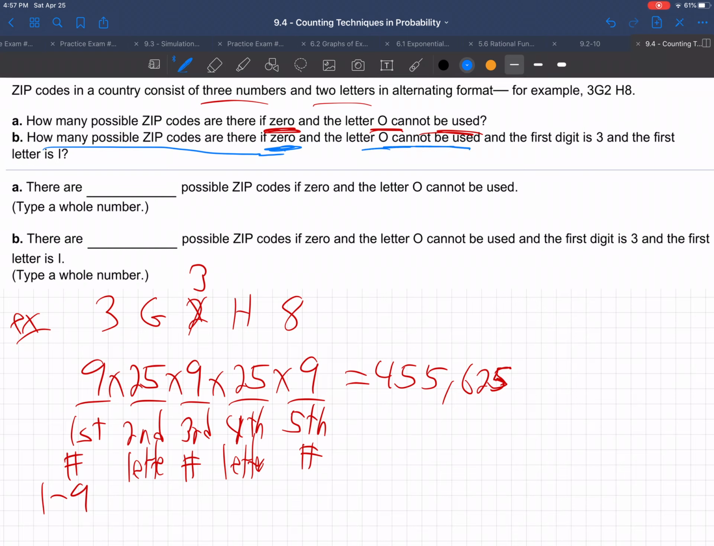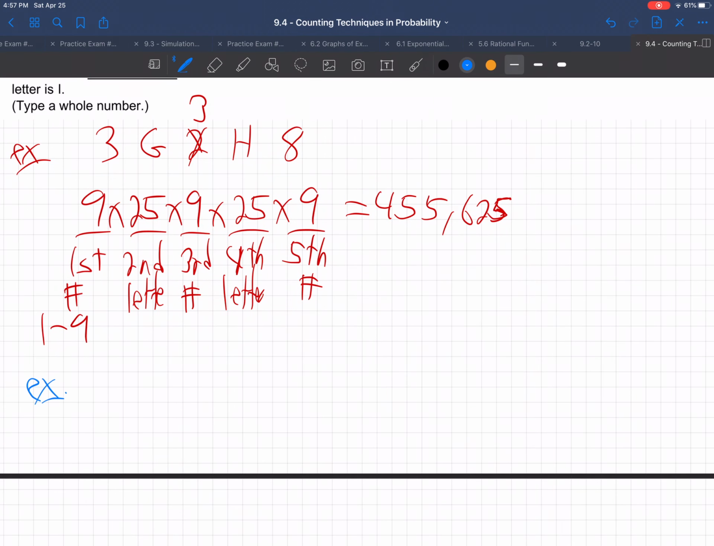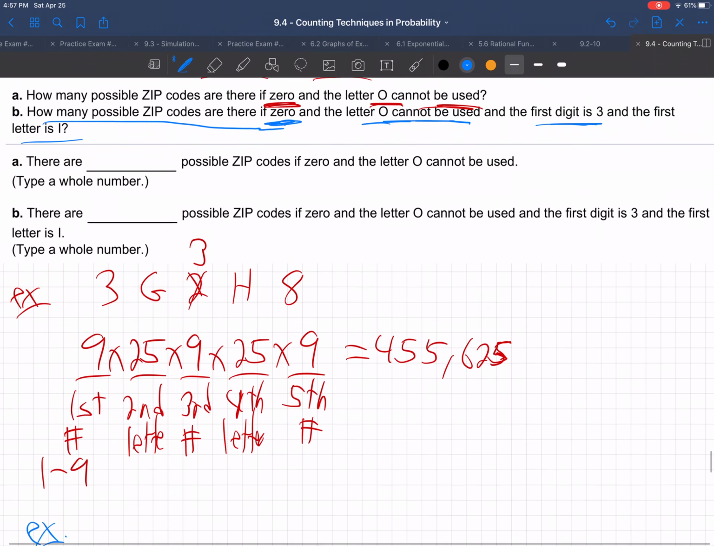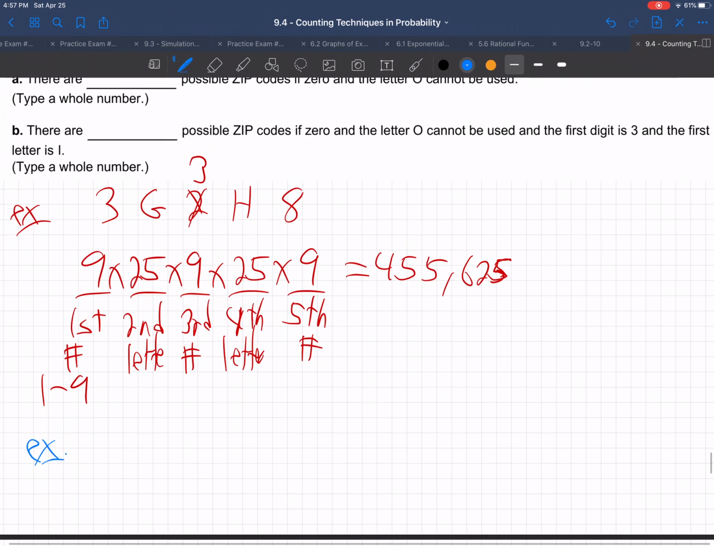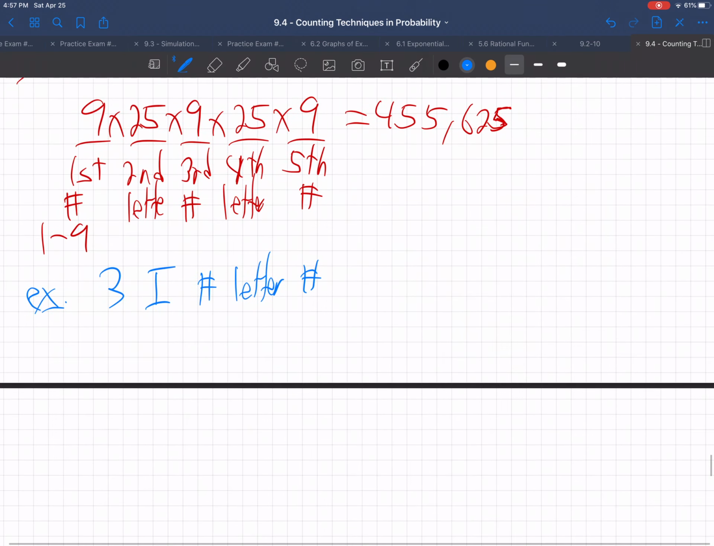And next part, how many zip codes are there if 0 and O cannot be used, and the first digit is 3, and the first letter is I? So it's got to be 3 and I, and then some kind of number, letter, number.